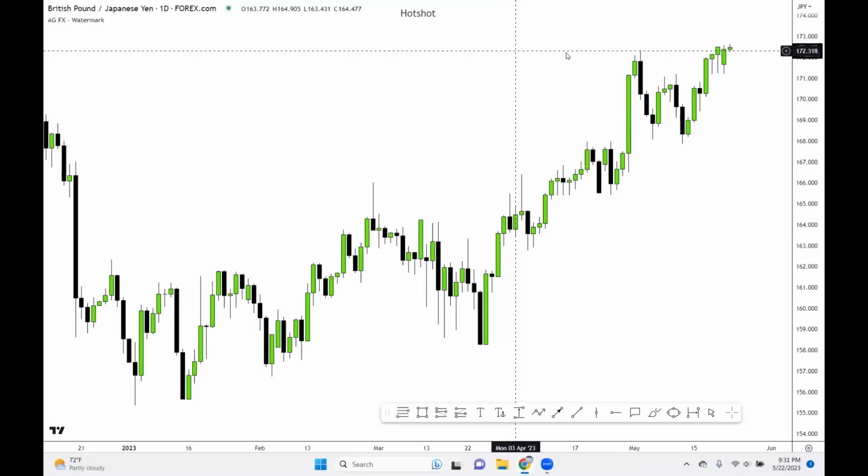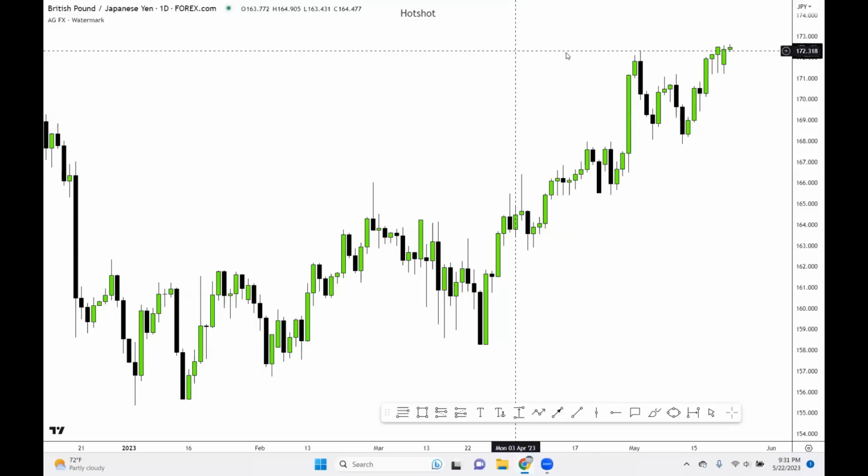Okay, so in this pilot episode, we will be looking at GBP JPY, the British pound by the Japanese yen. I'm using tradingview.com as the resource and platform, and the data I'm pulling up, the GBP JPY, is by forex.com.